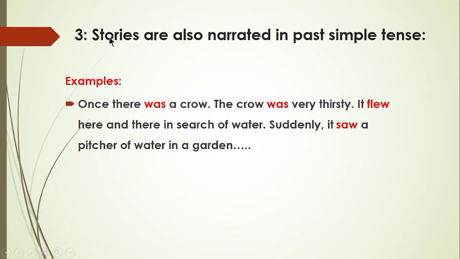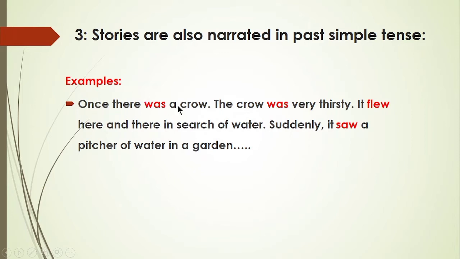Next, we narrate stories in past simple tense. Any story, for example, we go for a trip or a tour and we come back and then we narrate or describe the things to our friends or family. So we normally use past simple tense. Now there is a very common story that is normally narrated to children, that is the thirsty crow.